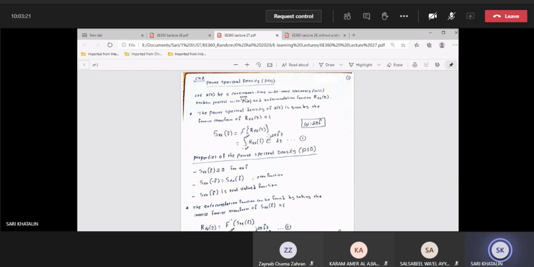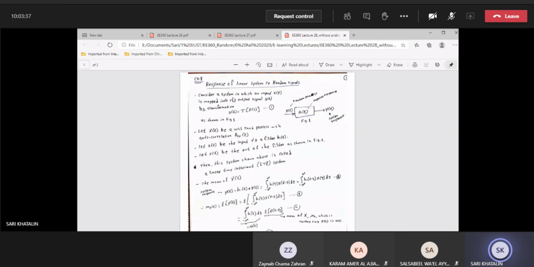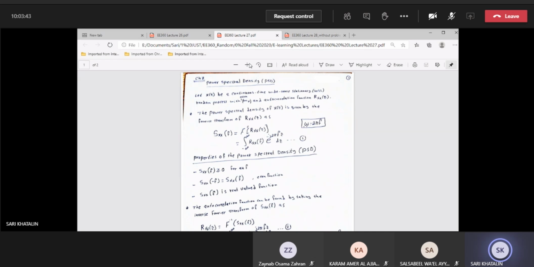As I said at the beginning of the semester, we're going to cover chapter 7 and 8. We're just going to talk about two topics, just a quick introduction about the power spectrum density in chapter 7, and in chapter 8 we're going to talk about the response of linear systems to random signals. Just two small topics, just so you will know about it, okay?